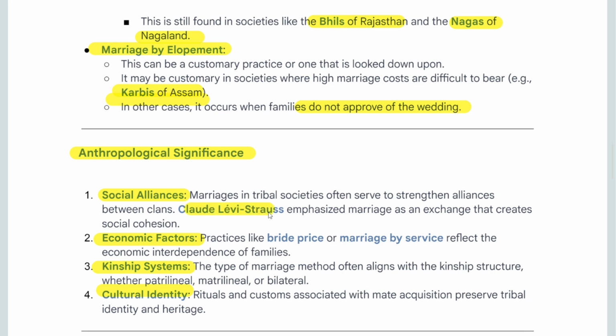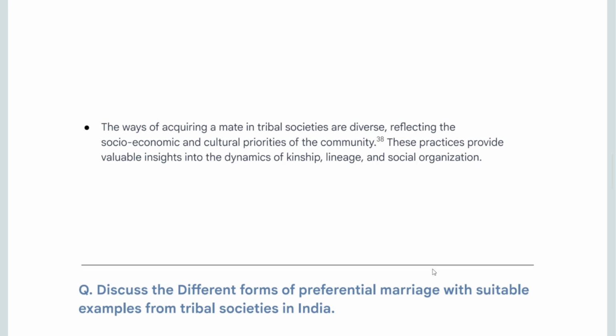And anthropologically, all these methods create alliances, reflect economic realities, fit kinship systems, and preserve identity. Levi-Strauss's idea of marriage as exchange really rings true here. Okay, let's stick with this theme of who marries whom. Our next question from 2017 asks us to discuss different forms of preferential marriage with suitable examples from tribal societies in India. So, getting more specific.